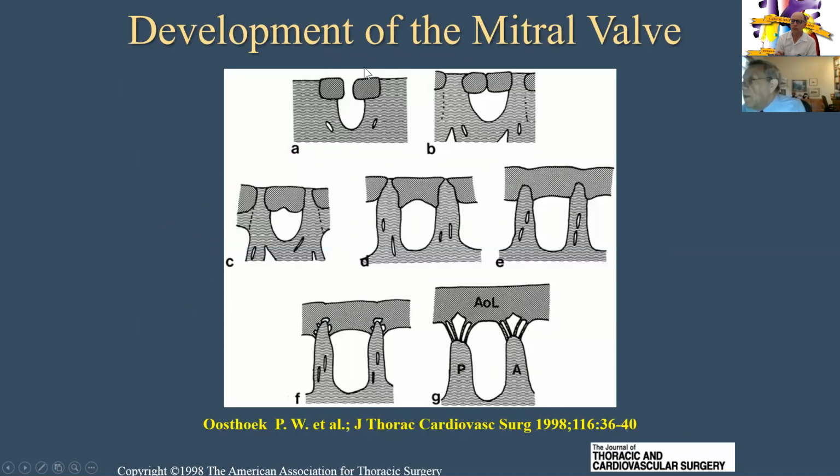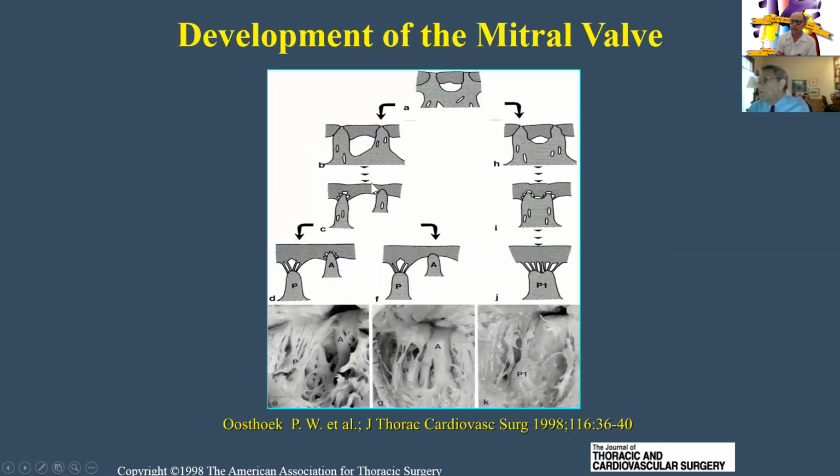Now, if we look at the development of the mitral valve, it's interesting. First, the leaflets form, then papillary muscles, and last is the chordae tendineae. But what happens if a chordae do not form? This is how you get direct attachment of a papillary muscle to the leaflet of the mitral valve.